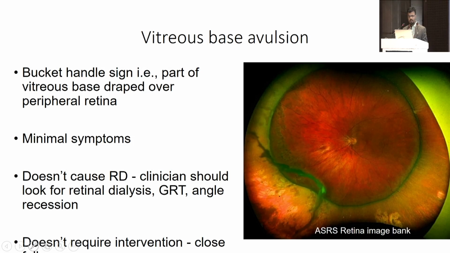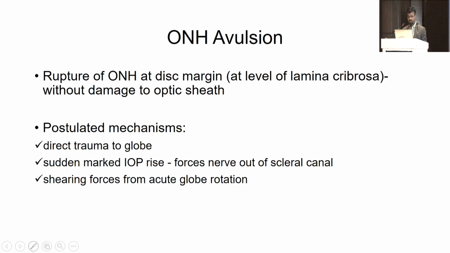Vitreous base avulsion. What you see is a bucket handle sign, that is, a part of the vitreous drape is over the peripheral retina, which we can see in the inferonasal part of the eye. The symptoms are minimal. It does not cause RD per se, but the clinician has to look for retinal dialysis, GRT and angle recession glaucoma. It does not require any intervention, but you have to closely follow the patient.